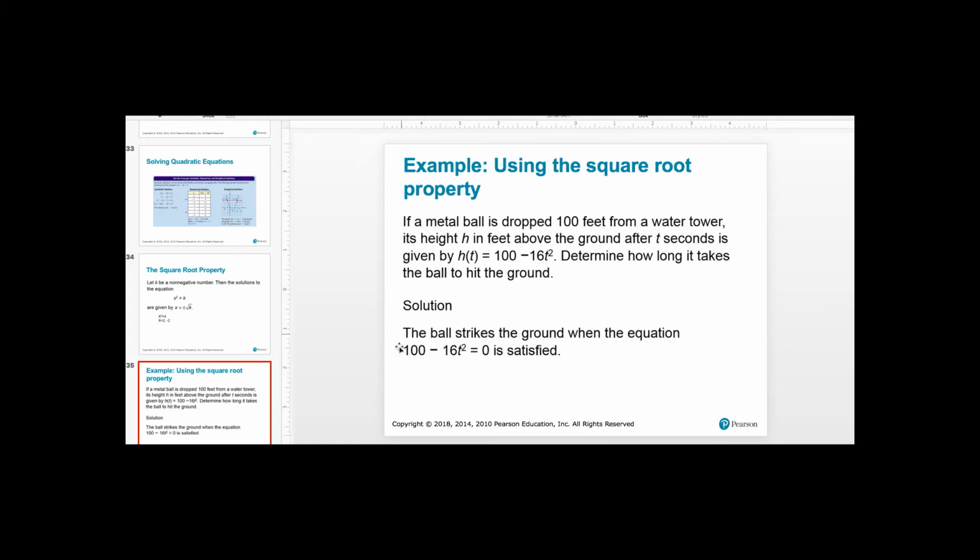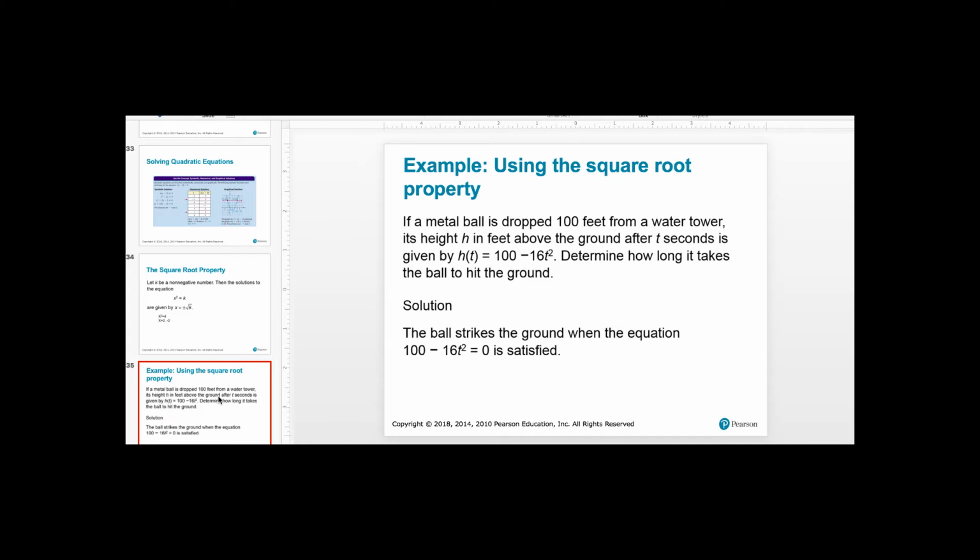Now notice that it's already solved for 0. That's great. If you want to use the factoring way of solving, you could do that. You could also use the quadratic formula to solve this. However, notice that there is no b term, in this case no bt term. It only has the squared term and then other constants. I don't have just a t anywhere. And so I'm going to be able to use the square root property.